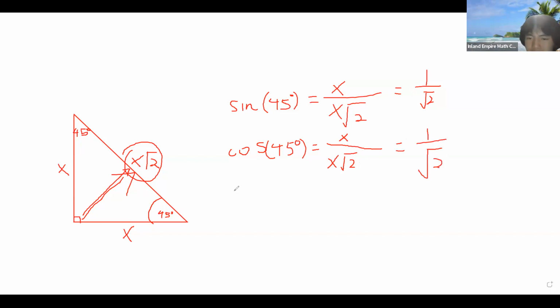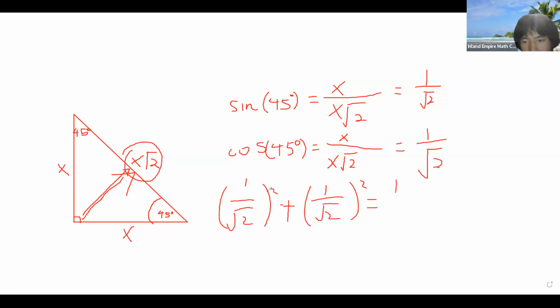Now once again, let's put this to the test against the Pythagorean identity by squaring them and adding them together. If you square both of these, you end up with 1/2 plus 1/2 equals 1. So once again, we have demonstrated the Pythagorean identity, and you could have solved for either one of these using the Pythagorean identity.